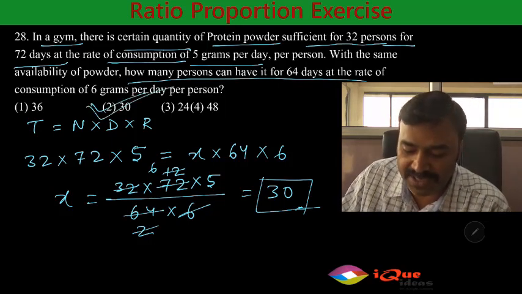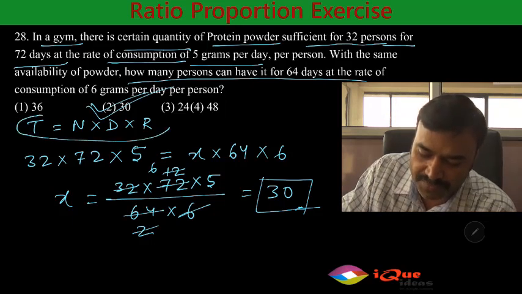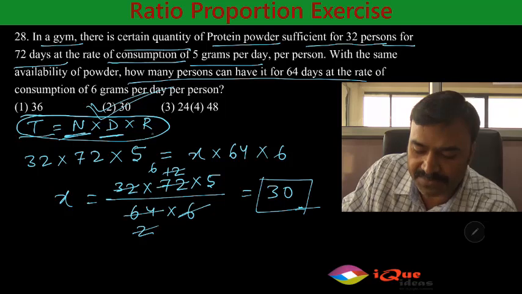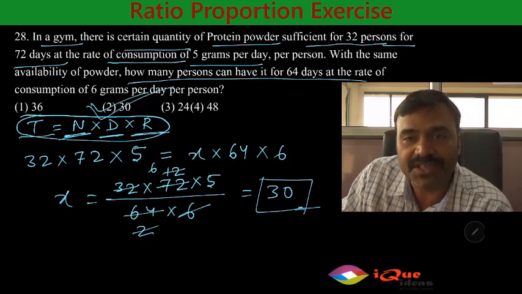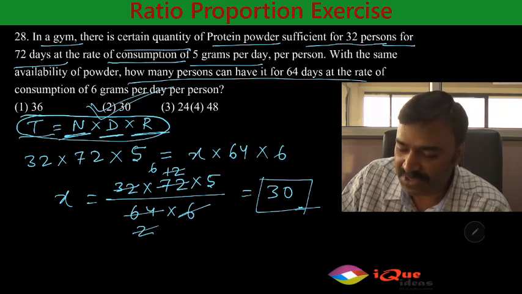Right? It becomes really easy if you know this formula, if you know this process. Total quantity is equal to total number of people into number of times, or number of days or number of weeks, into rate of consumption. That's it. Okay, let's go to the next question now.